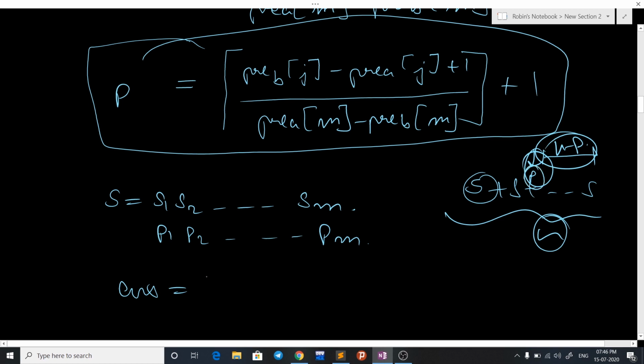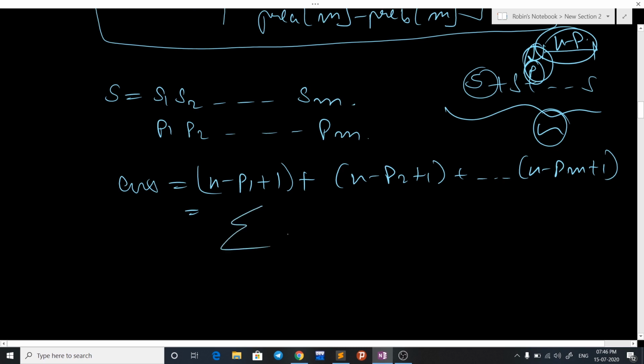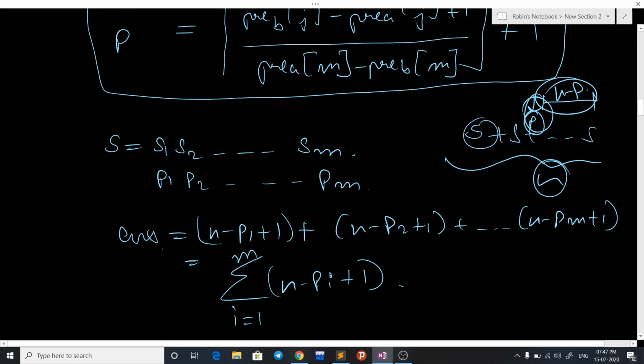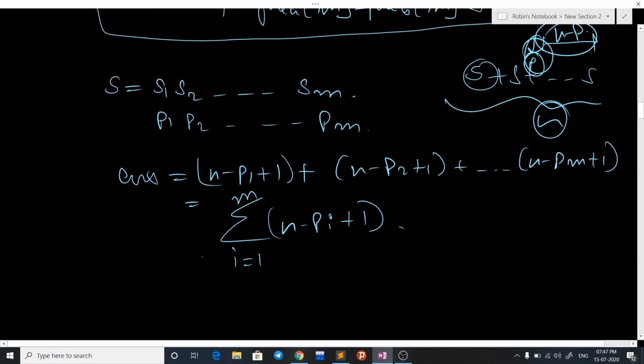So our answer will be n minus P1 plus 1, plus n minus P2 plus 1, up to n minus Pm plus 1. It will become the sum for I equals 1 to m of n minus Pi plus 1. So this will be our final answer, and we have to take care of the corner cases here, like if P becomes negative or P becomes greater than n, then we will have to take care of that.